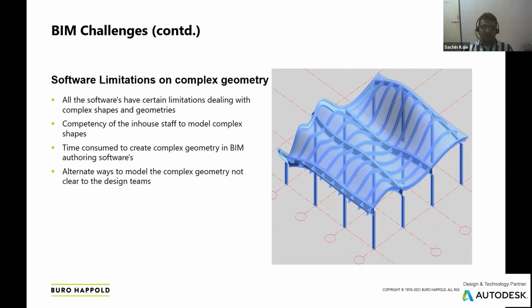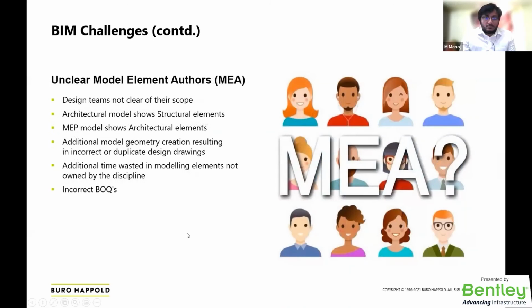So there are some alternate ways as well to model these complex geometries. This is also something that people do face challenges implementing the BIM. And the biggest thing that we as a design consultant face is the model element author. When we receive models from different stakeholders, they start modeling up the part that they are not supposed to model.